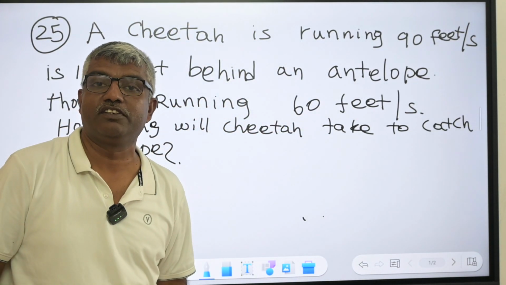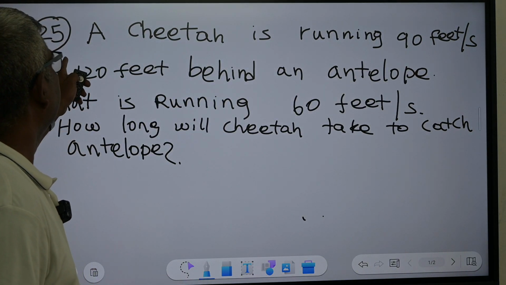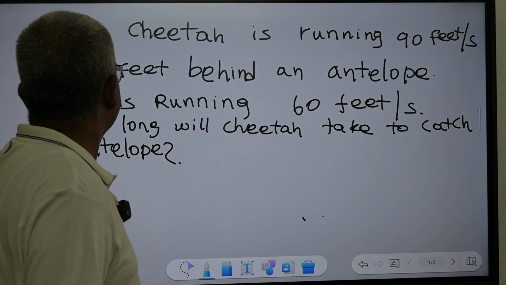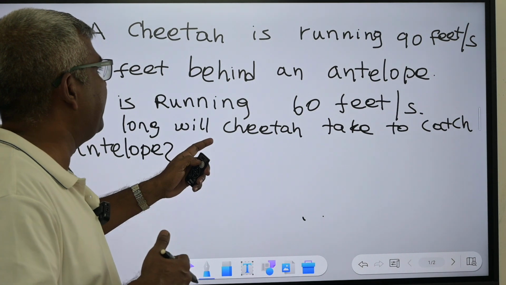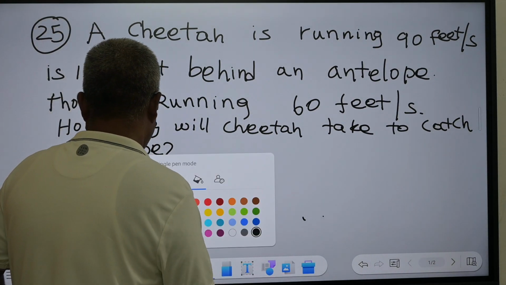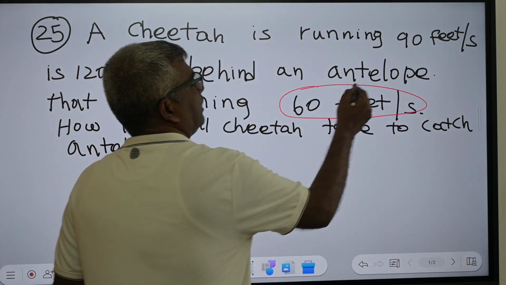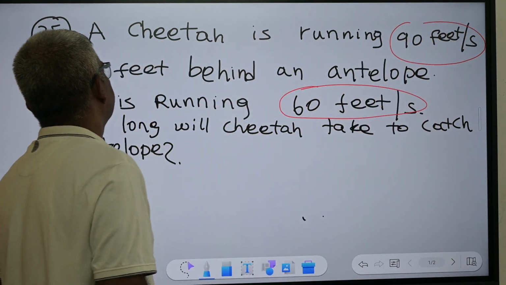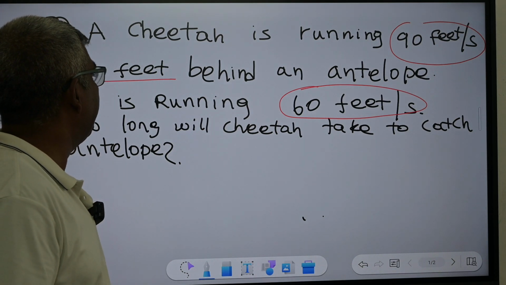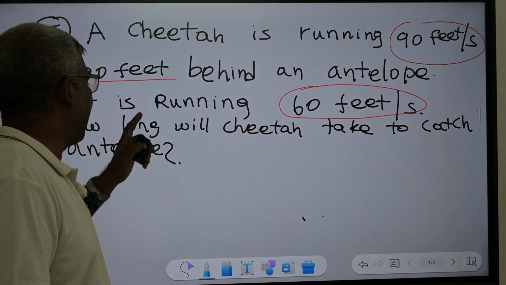In this lesson, we are going to see one grade 8 speed distance sum. Okay, look at the question. A cheetah is running 90 feet per second and is 120 feet behind an antelope. The antelope is running 60 feet per second. The cheetah is running 90 feet per second, and is 120 feet behind an antelope. How long will the cheetah take to catch the antelope?